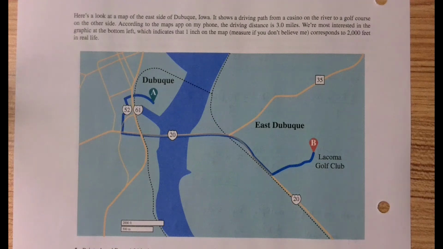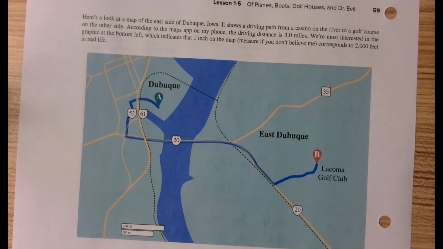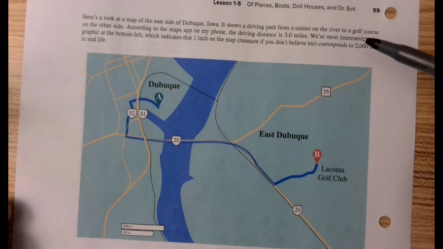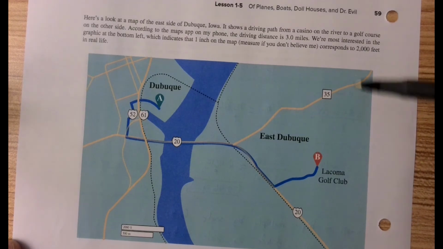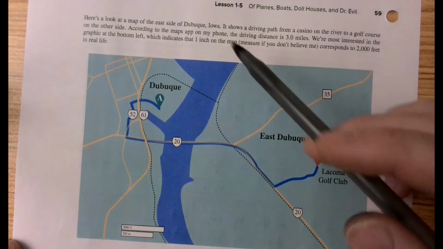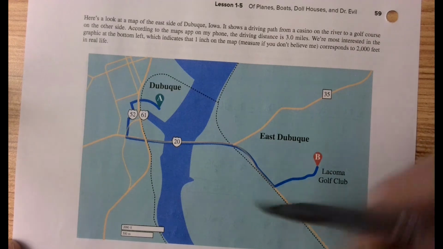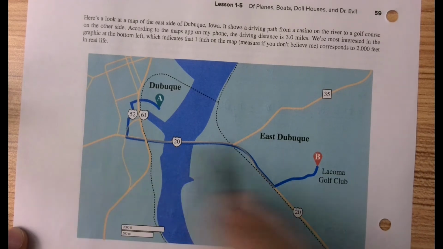So let's look at this in a slightly different context. Now we've got a map, and it's got a driving path from this casino, I guess it's point A, to Lacoma Golf Park, and the phone app says this is a 3 mile distance. But we're most interested in the graphic at the bottom left. Note here is our scale factor. 2,000 feet or 500 meters equals 1 inch on the map.